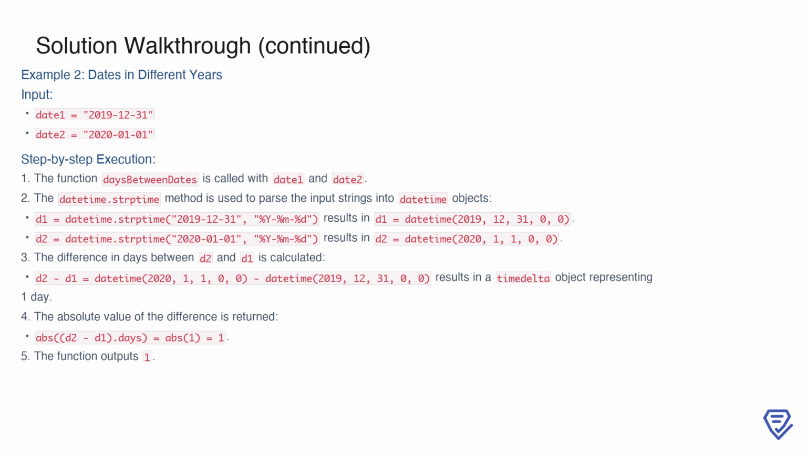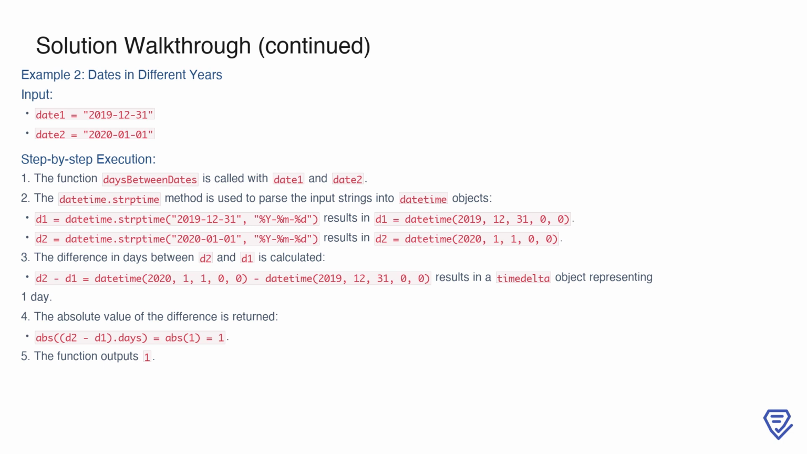Here, we have another example, but this time the dates span 2 different years. The input dates are December 31, 2019, and January 1, 2020. Similar to the previous example, the function days_between_dates starts by converting the input strings into datetime objects using datetime.strptime. The first date, December 31, 2019, is parsed into D1, and the second date, January 1, 2020, is parsed into D2. We then calculate the difference in days by subtracting D1 from D2.